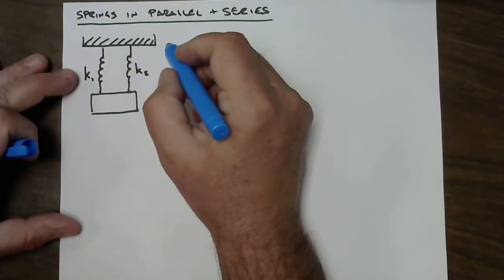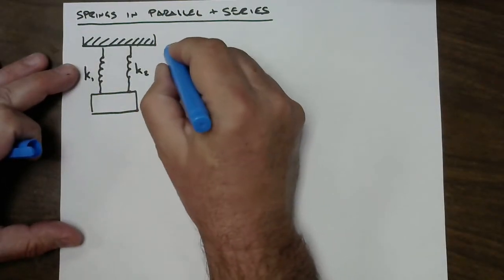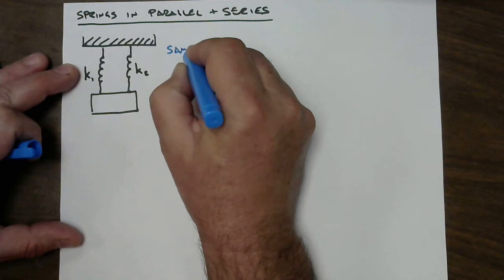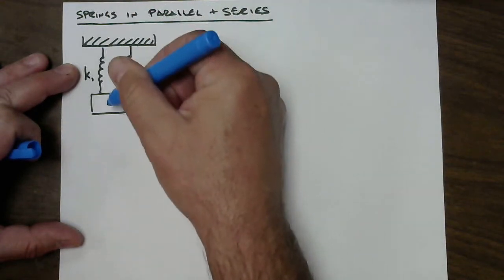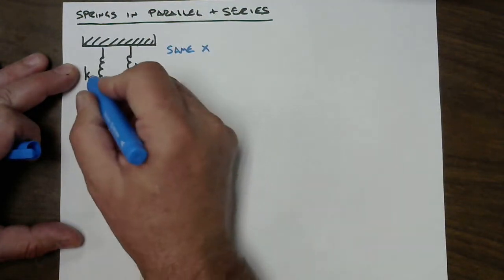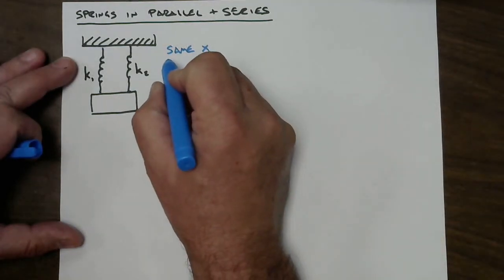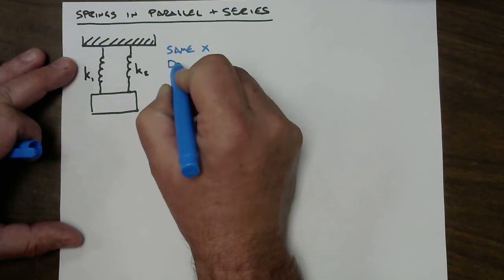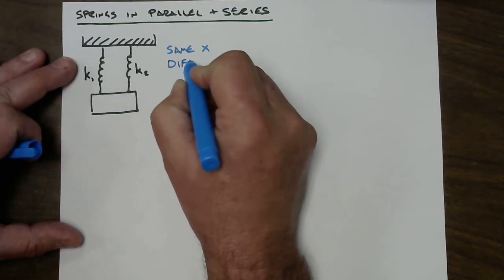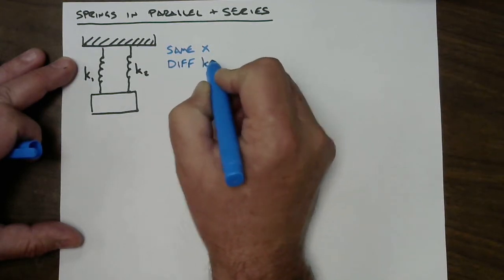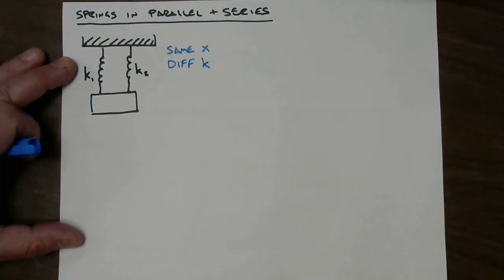So now each of these springs will have the same amount of stretch when this mass goes down. If it goes down a distance x, both of these springs are going to get stretched by the same distance. Excuse me. Wow. I was trying to say the word different as well. They are going to have different spring constants because K1 and K2 are not guaranteed to be the same.